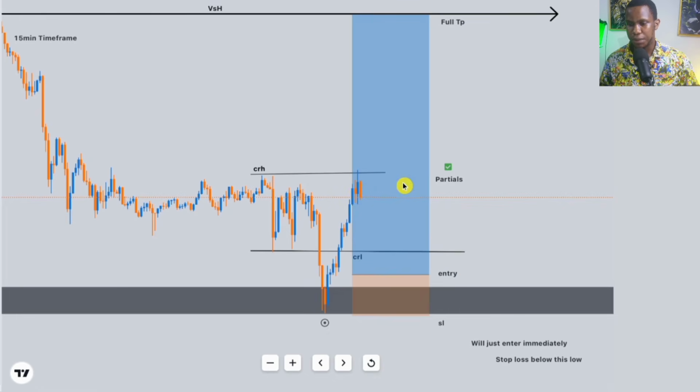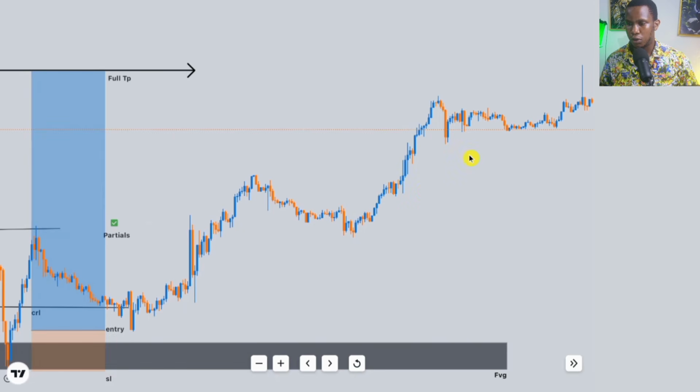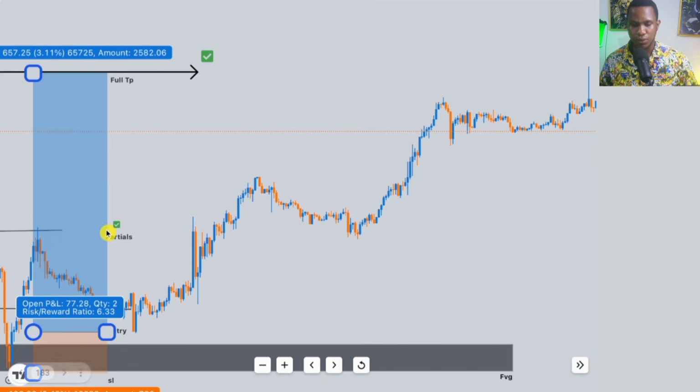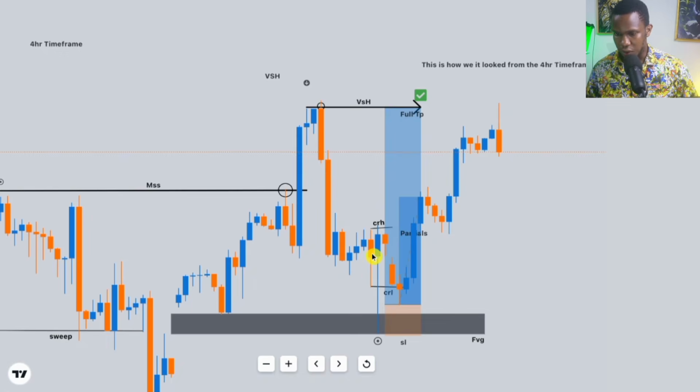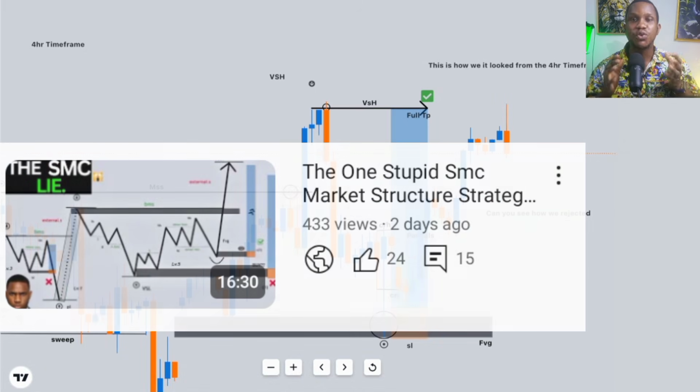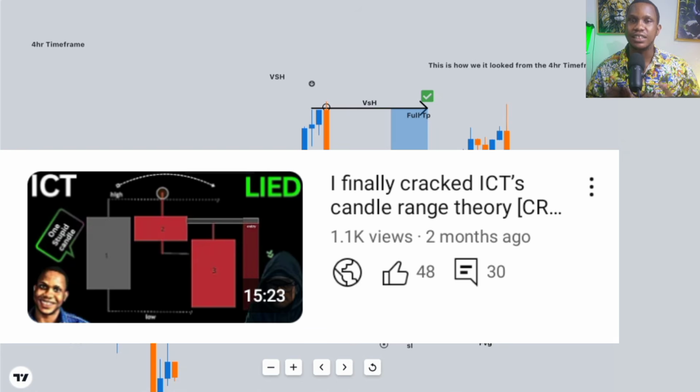Okay, just hit partials, guys, and can you see how the trade ran to our take profit level, making it a 1:6 RR, guys. Can you see from the 4-hour time frame, this is our CRT model that formed. Watch the one stupid market structure strategy you ever need, and after that watch finally crack the CRT model. Watch it before this video so you understand all this in depth.